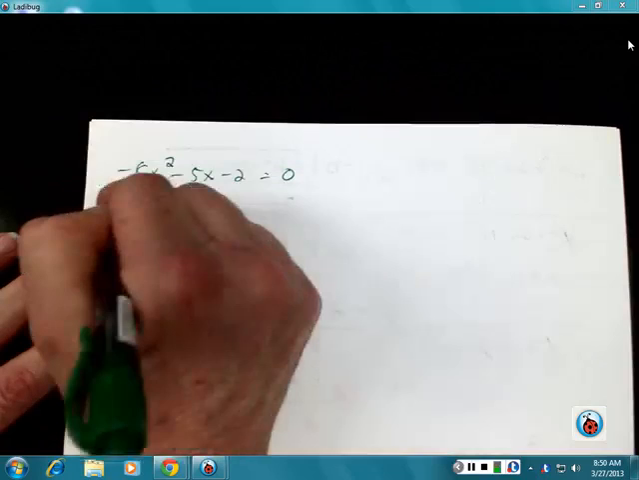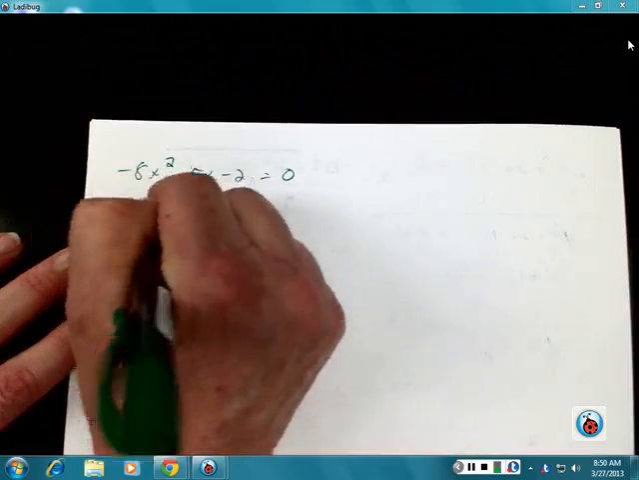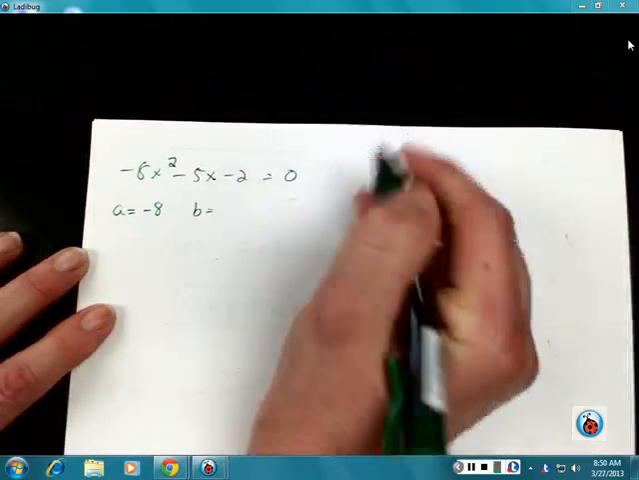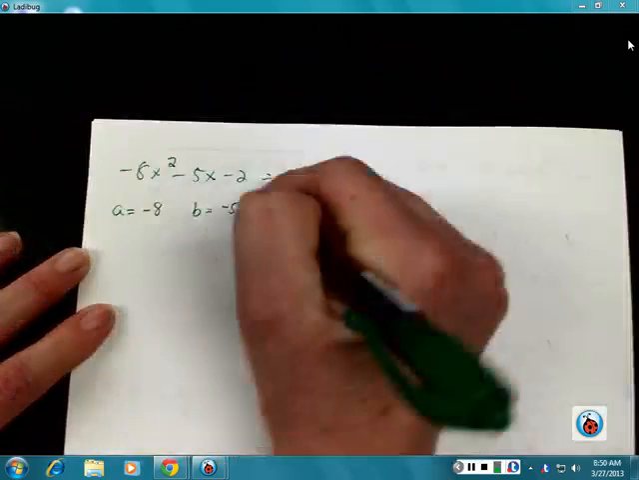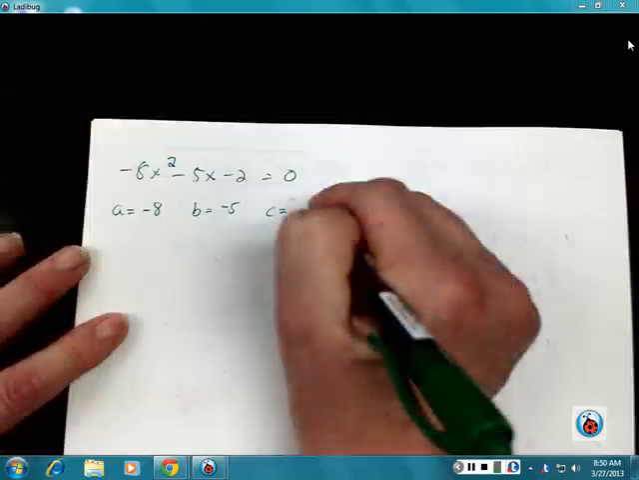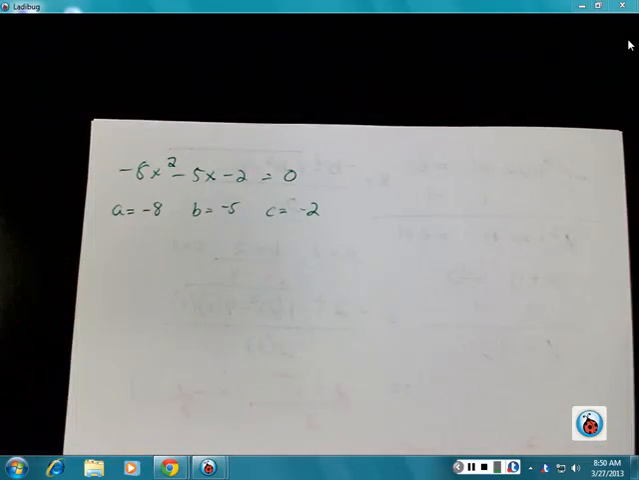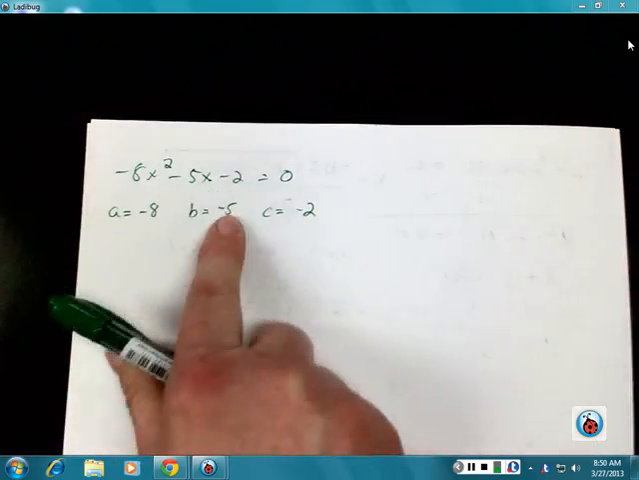So then in this case, A is a negative 8. What's B? Negative 5. And C? Negative 2. Yep. And so always identify those, even if Hawks doesn't ask you for those, because it's so easy to mess up on something and miss a sign when you're plugging it in.